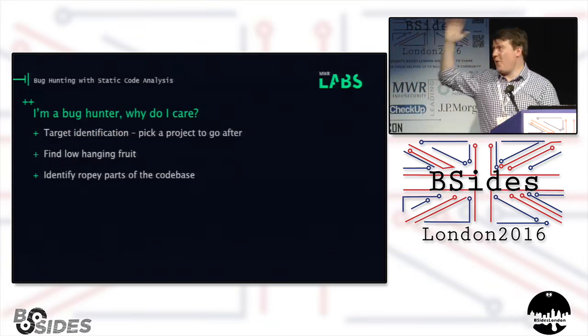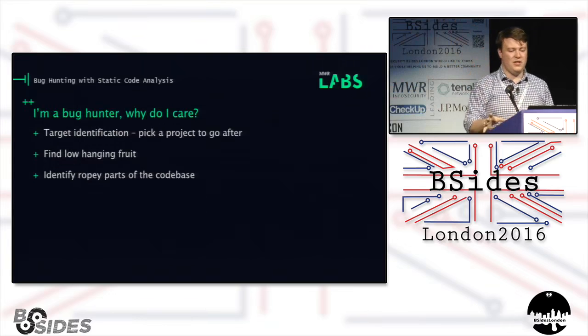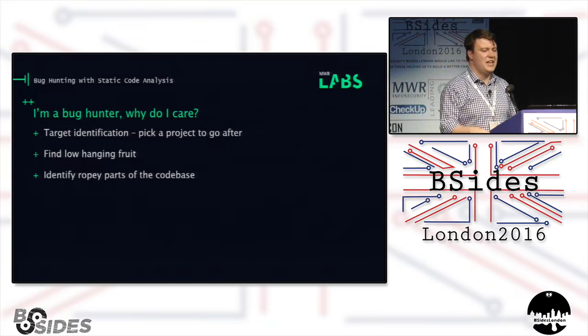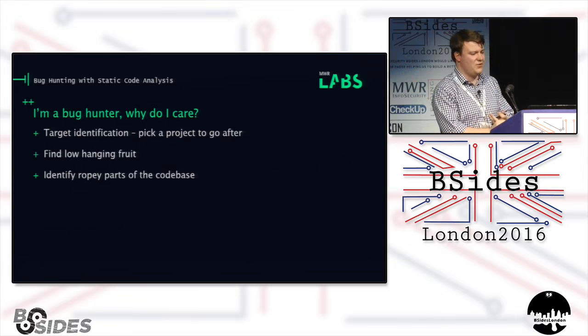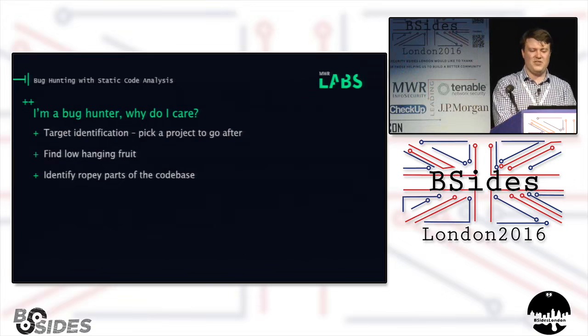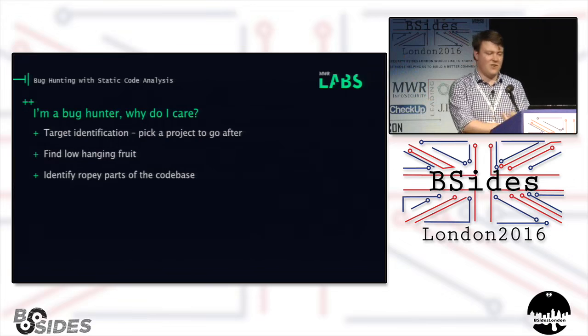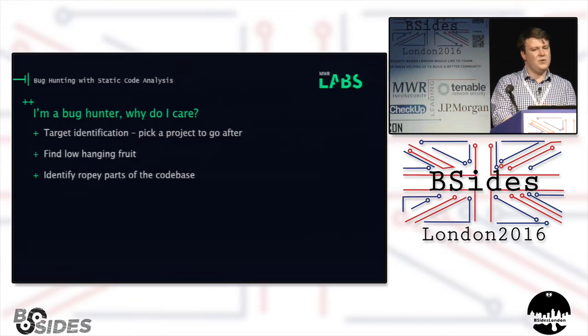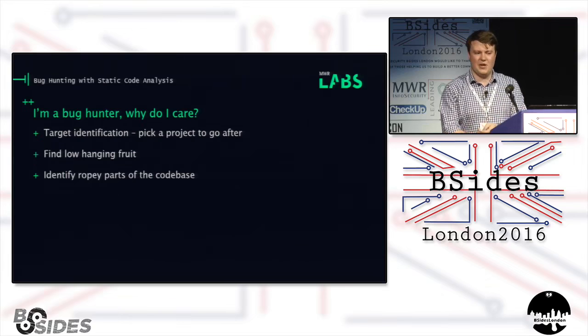So, as a bug hunter, why do you care? There's a few quite useful use cases for these tools. The three I'm going to highlight here are target identification, finding a project to go after in the first place, finding a few low-hanging fruit once you get there, but also, let's say there aren't any low-hanging fruit, it's probably going to give you an idea of where the ropey parts within a code base are.